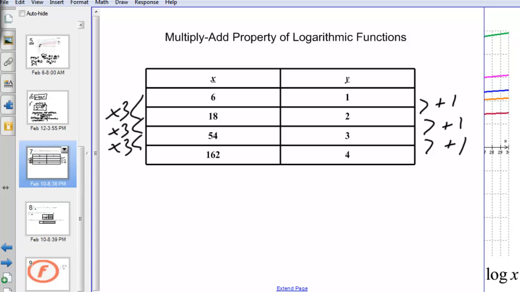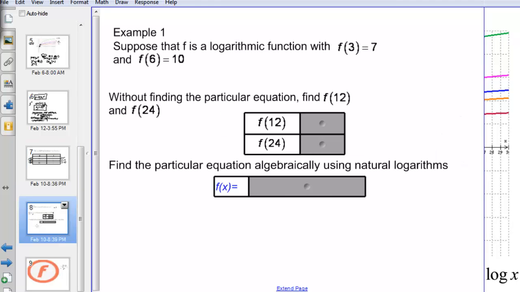Alright, so how would that work in a problem? Well, here we are told that we have a logarithmic function, and we're given a couple of data points. f of 3 equals 7, and f of 6 equals 10. So without finding the particular equation, can I find f of 12 and f of 24? Well, if I set up a table of x and y values, I should be able to determine what the pattern is for this particular logarithmic function.